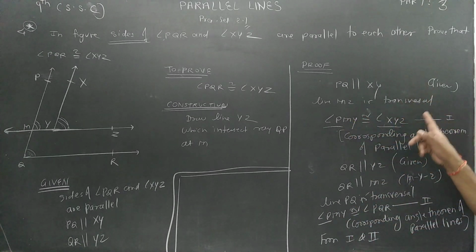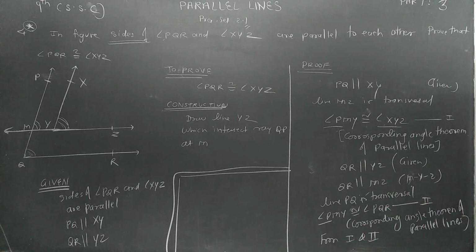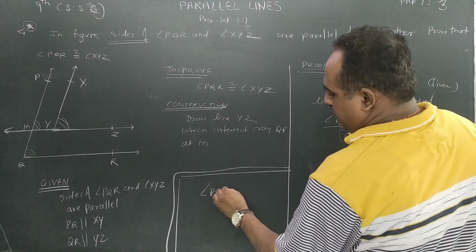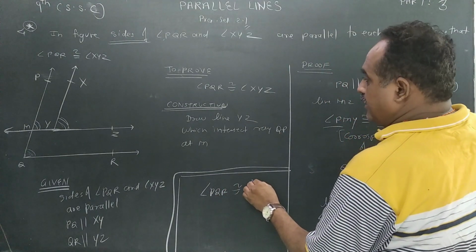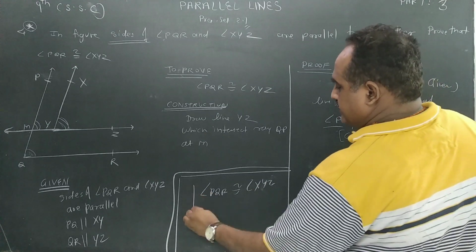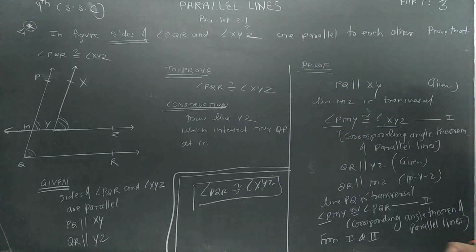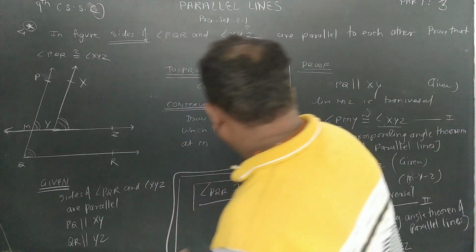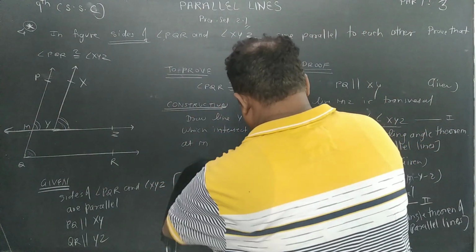If PMY is congruent to XYZ and PMY is also congruent to PQR, then I can write angle PQR is congruent to angle XYZ. Correct? This is your final answer. Or you can write here also: from 1 and 2, angle PQR is congruent to angle XYZ. Don't write this. Okay? Have you understood now?